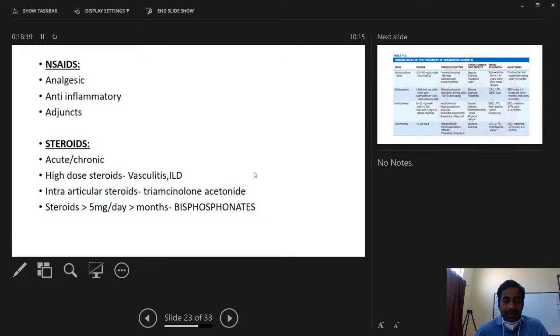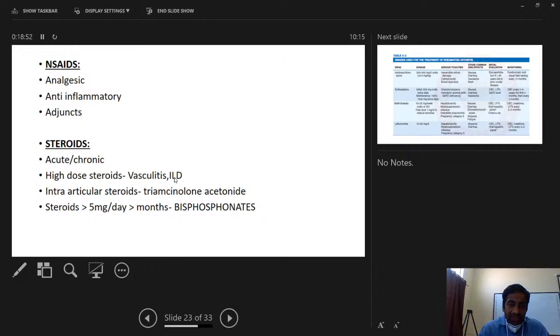Coming to the management part, the most common initial management is usually NSAIDs. You have analgesics, and COX-2 and COX inhibitors. COX-2 inhibitors are more commonly preferred because they can prevent gastritis. Then you have anti-inflammatory agents like steroids, then cytotoxic agents, biologics also, and adjuncts. Then steroids, acute or chronic.